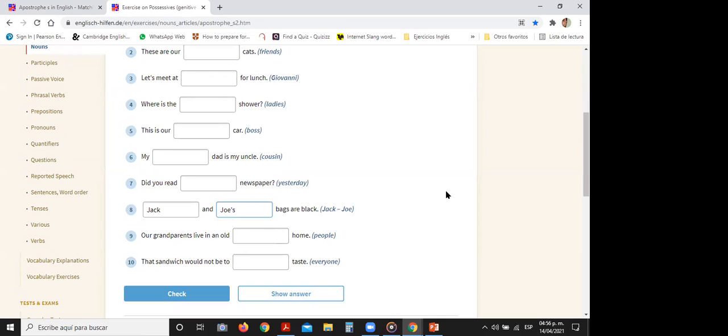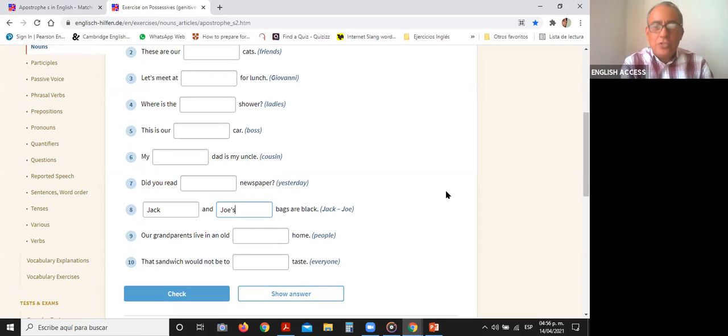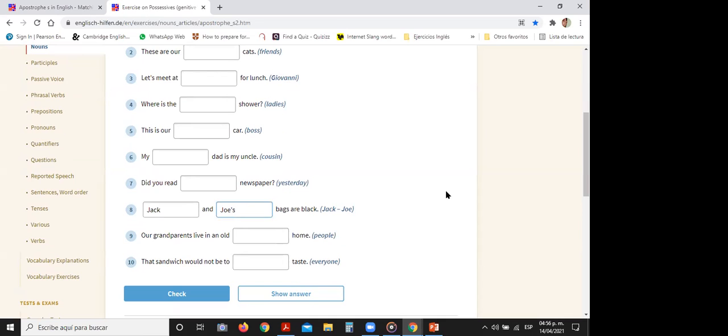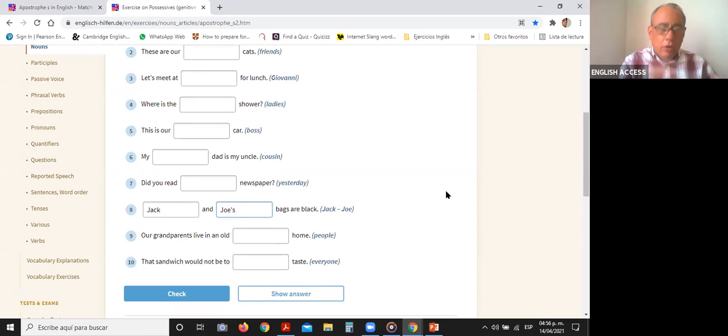Solo se le va a agregar el apóstrofe al último nombre entonces. The last one you mentioned. Okay, le pertenece a ambos. Exactly, it belongs to both of them.